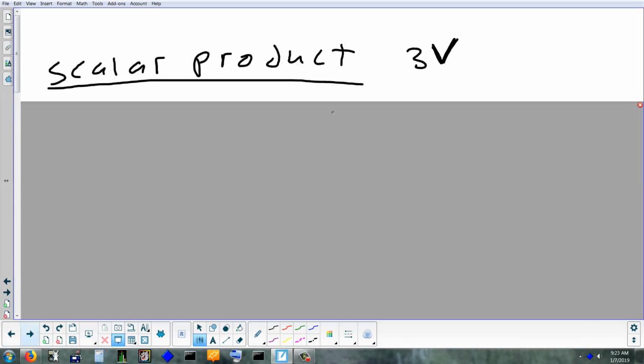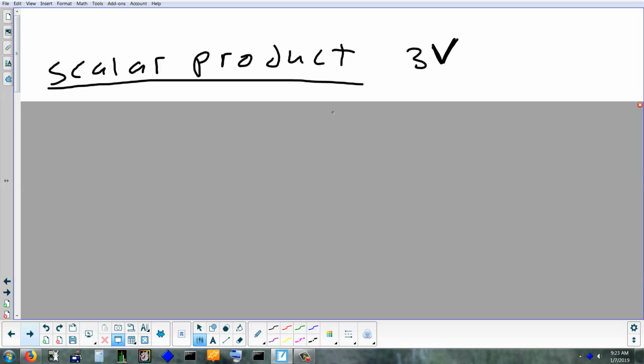Take the vector v and put like a 3 in front. Does anyone have a guess before I explain it what that would do to the vector v? Yeah? It would change the length and make it 3 times as long. Yeah, that particular one would triple the length of the vector.